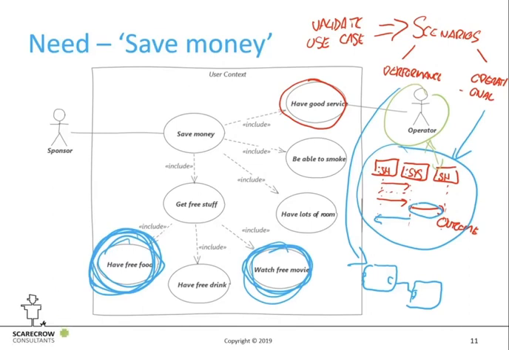John, we've got another question from Matt. Are "have a good service" and "have lots of room" really use cases, or more simply customer needs? It would be difficult to create an activity or sequence diagram for either of these.